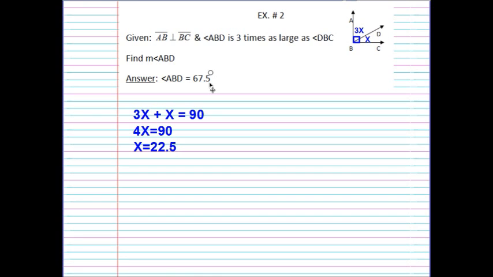Now, how would we go about checking that? We'd want to compare 67.5, which is our 3X angle, with 22.5, our X angle, and see if it's 3 times as large just by dividing them. If you have any questions, make sure you ask me about that tomorrow when we start going through this again.